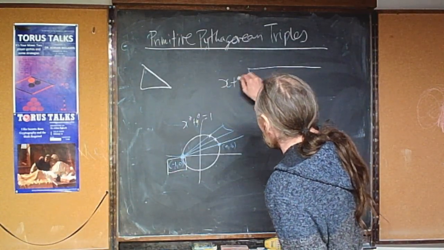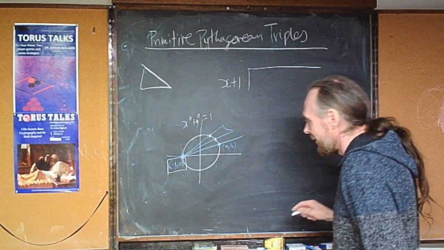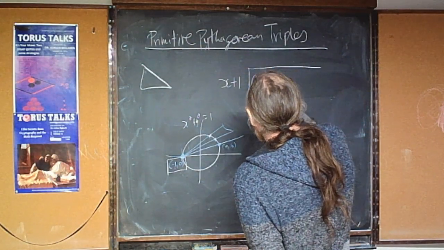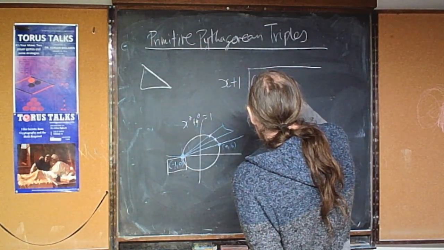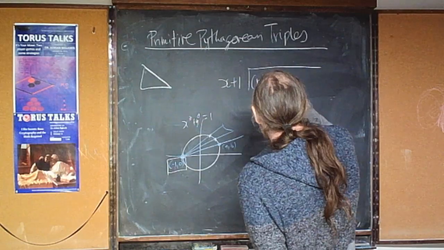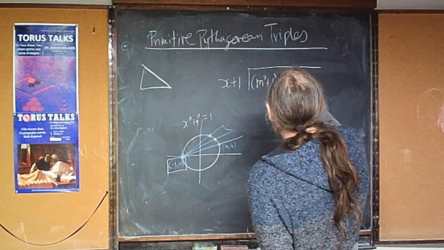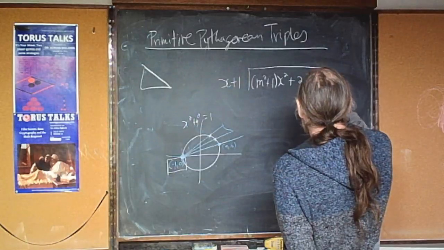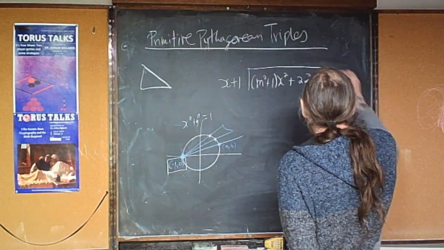I claim that x plus 1 is a factor of this polynomial. What was the polynomial? m squared plus 1 times x squared, that's a 1. x squared plus, what was it? 2m squared x plus m squared minus 1.